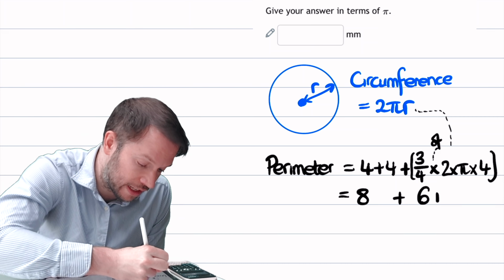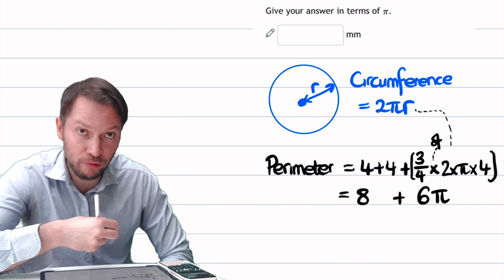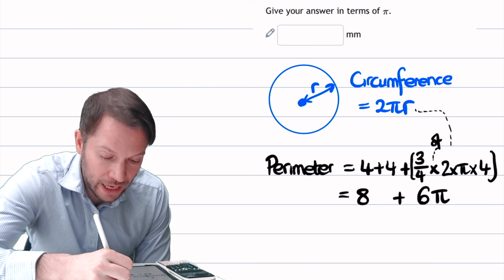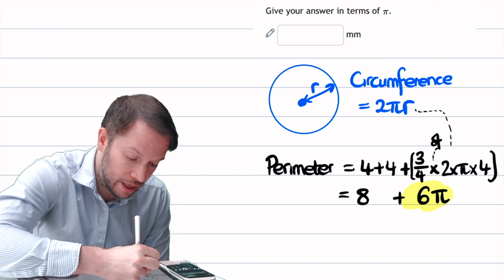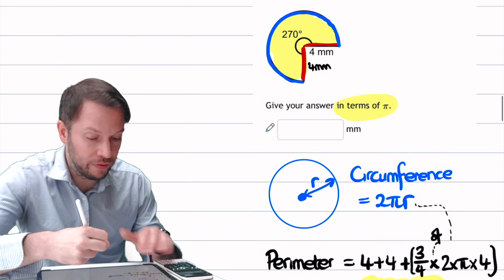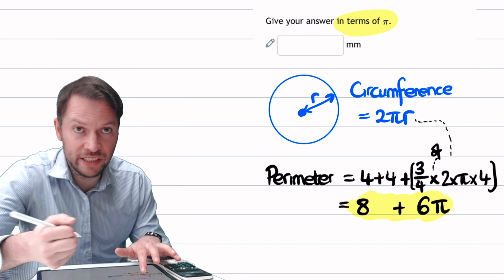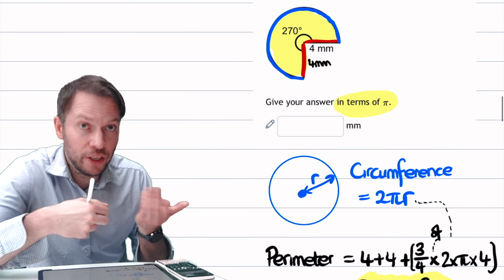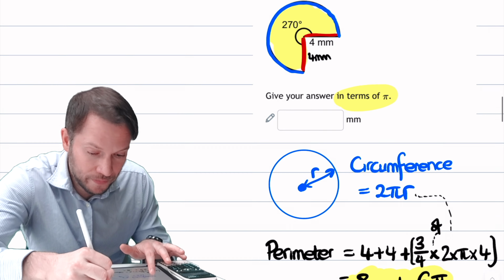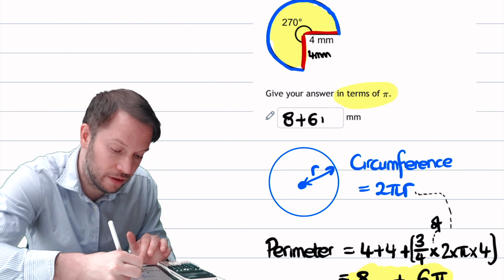Because when we write 6 and pi next to each other, it just means you're multiplying the 6 and the pi. And remember, we write 6 pi, not pi 6. We always put the number before the pi. And that is a nice exact expression. The question said it wants our answer in terms of pi, and we've given our answer in terms of pi. If it asks for it as a decimal, to like 1 or 2 decimal places, then you need to convert that to a decimal. But as an exact answer, that is right. It's 8 plus 6 pi millimeters. And that is the final answer.